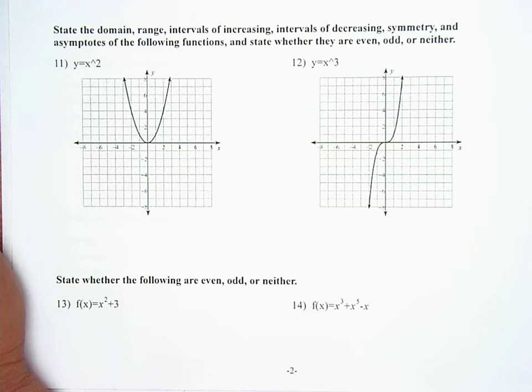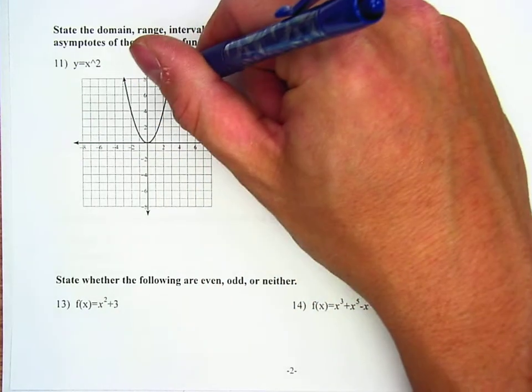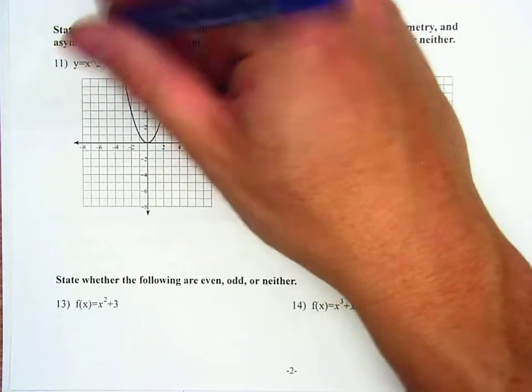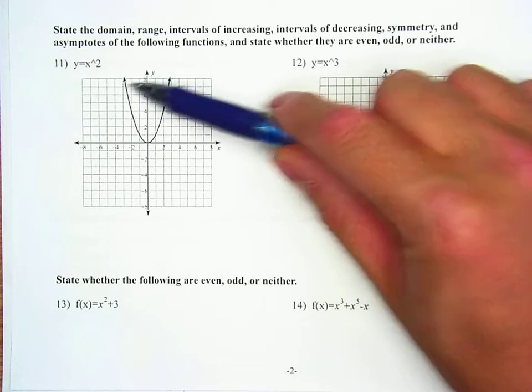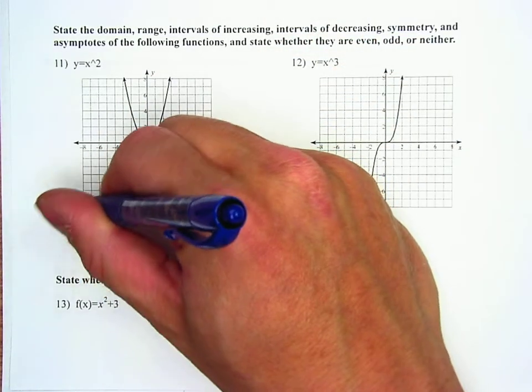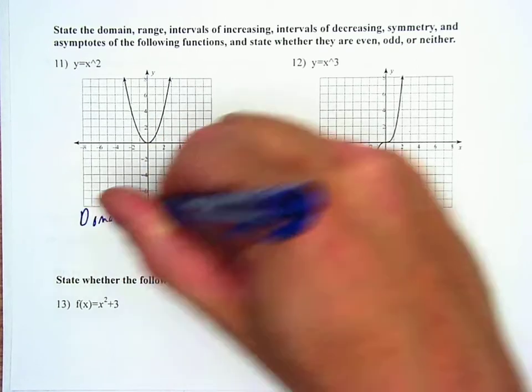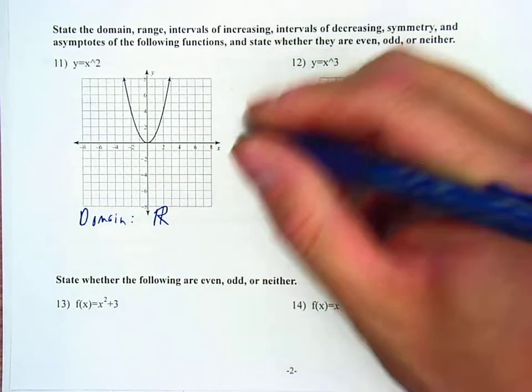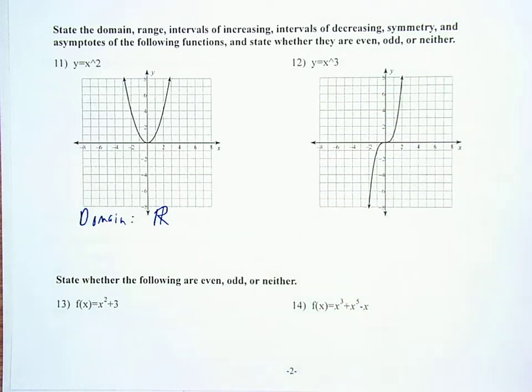All right, so domain and range. What we're looking for is, do the arrows point up and down for the range? Let's do domain first. Left and right for domain. So this arrow points left, this arrow points right. This has a full domain. So we can do the double R, or we can do the interval notation, negative infinity, comma infinity.